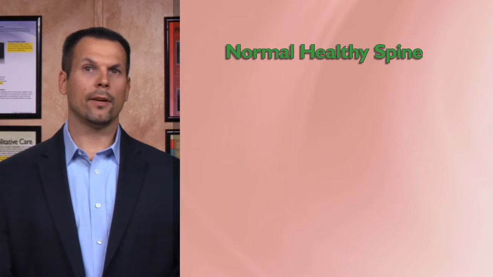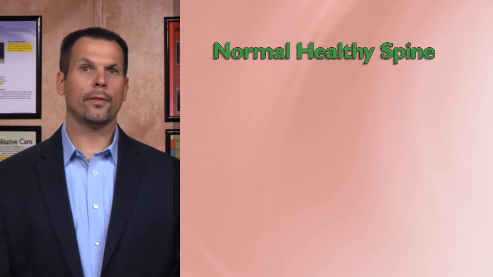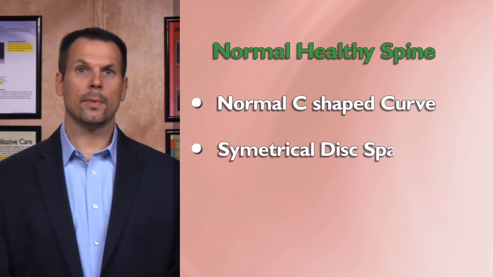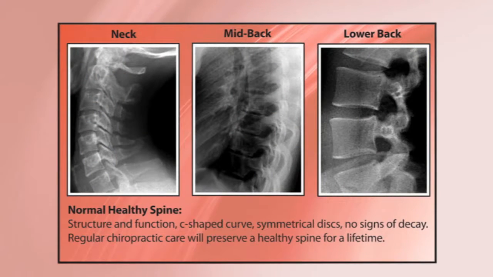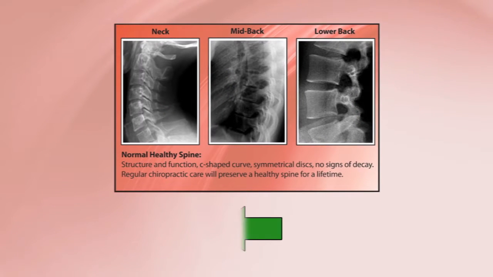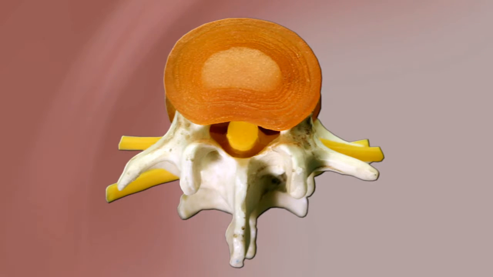In the sentence under the top left quadrant, you'll notice it says that a normal healthy spine has C-shaped curves, symmetrical disc spacing, and no signs of decay. If you look at the pictures of a healthy neck, mid-back, and low back, you'll notice that each of them has a nice, smooth curve. These are all x-rays taken from the side with the individual facing this direction. I want to emphasize how very important that curve is. It's listed first because when this curve is lost, it sets the entire process of nerve system interference and degeneration in motion. This is because your spine is essentially a conduit for the spinal cord and nerves.